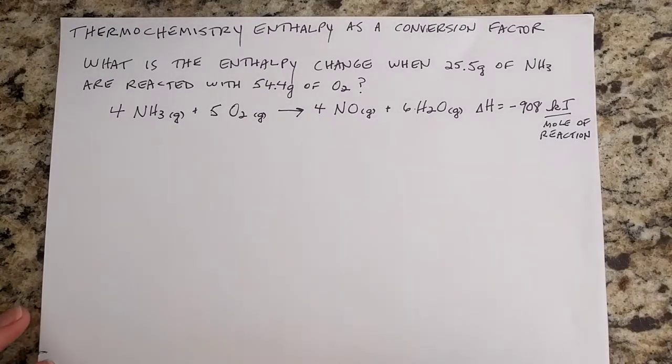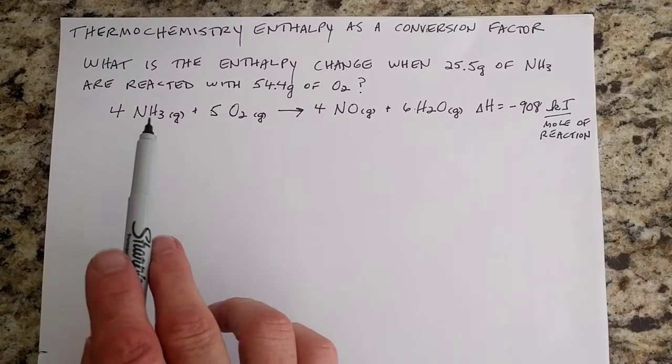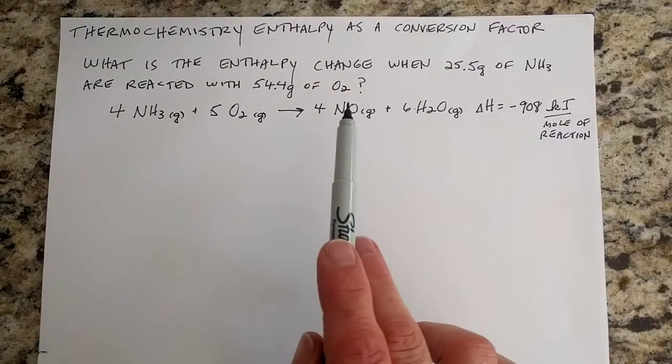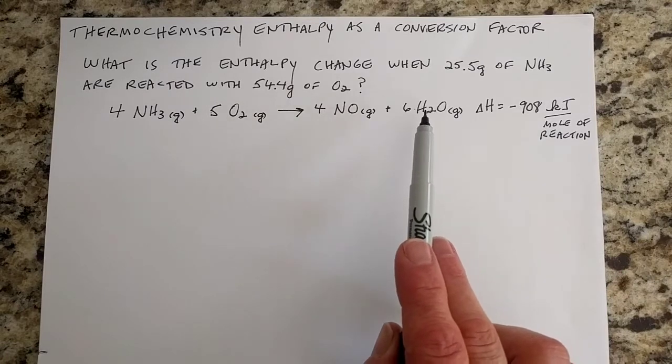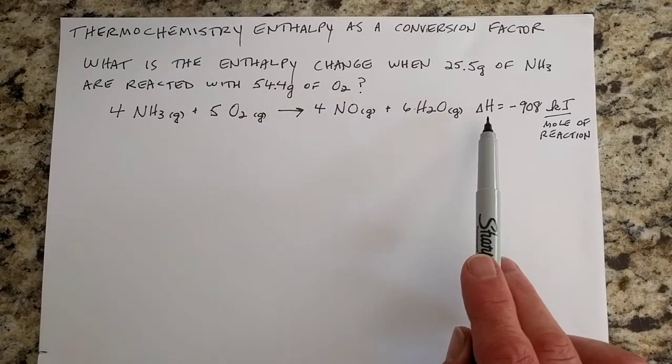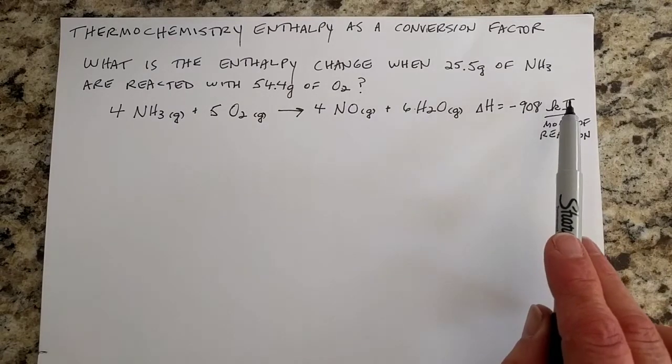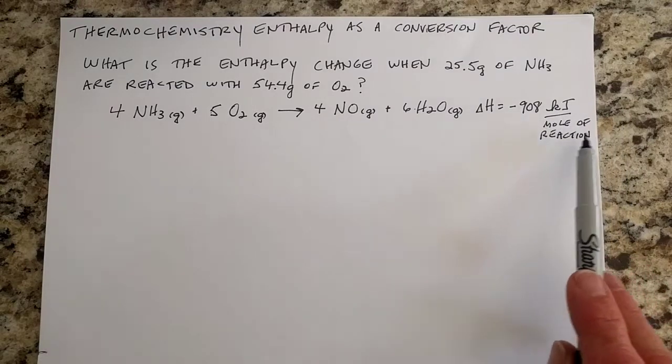This is a thermochemistry problem where we use enthalpy as a conversion factor. What is the enthalpy change when 25.5 grams of NH3 are reacted with 54.4 grams of O2? And we're given the equation 4NH3 + 5O2 yields 4NO + 6H2O. And we're given the delta H is negative 908 kilojoules per mole of reaction.